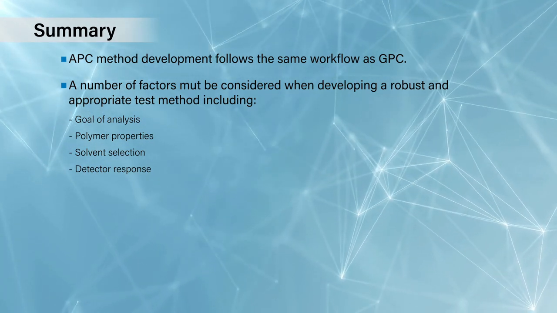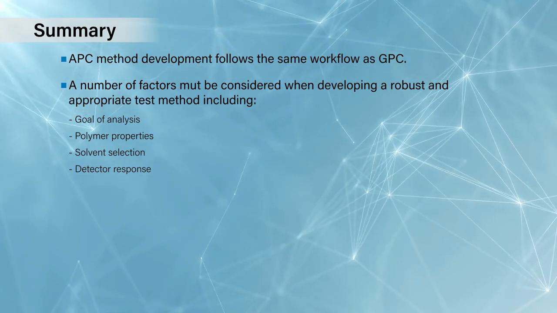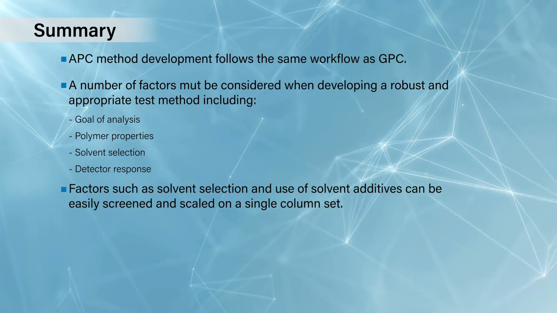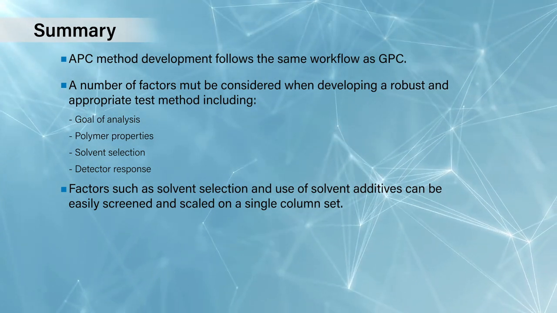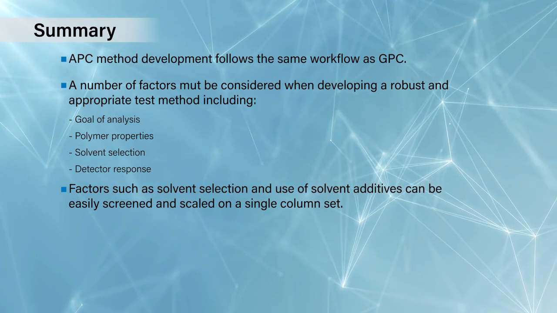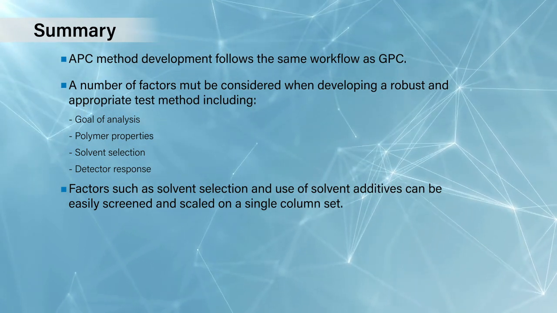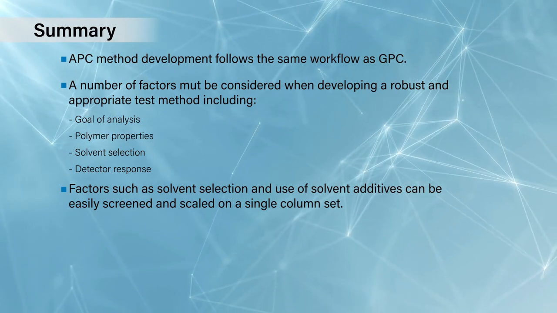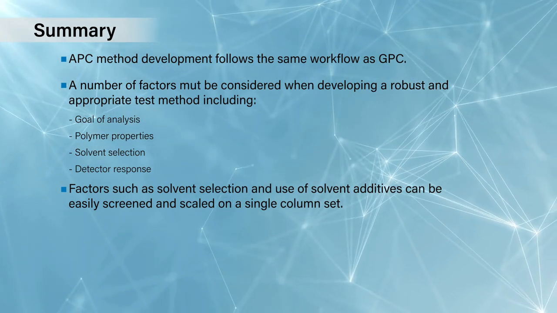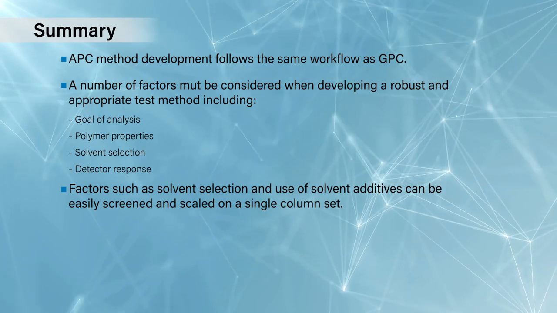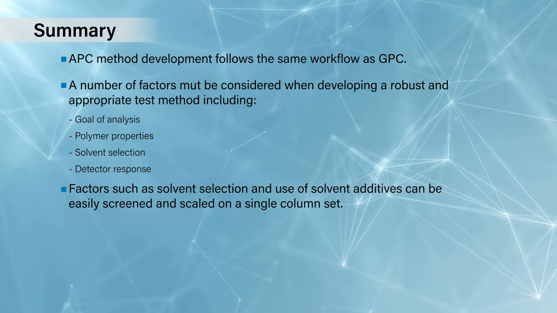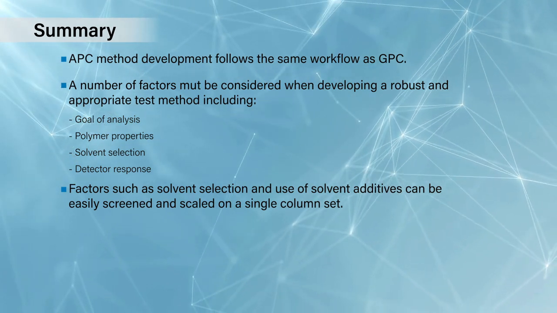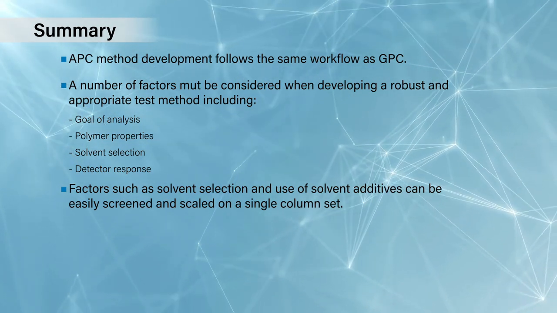Where the APC takes it to the next level is the ability to screen multiple solvents to ensure that you have the best separation, the best mobile phase to do that separation. And then within that solvent itself, how to optimize that mobile phase through the use of additives or modifiers. You can both screen and optimize on the APC very easily, which is something that's very difficult to do on traditional GPC, both due to the time constraints, but mainly due to the polymeric columns themselves.